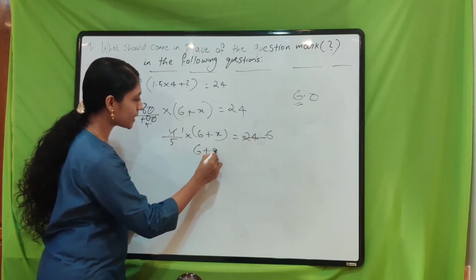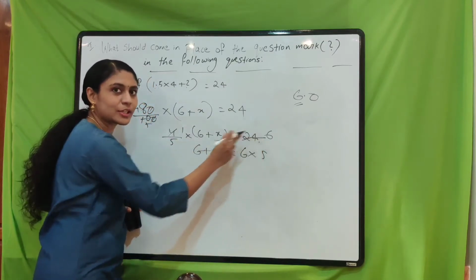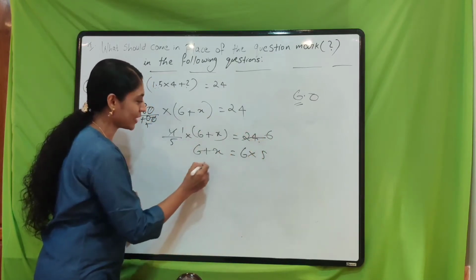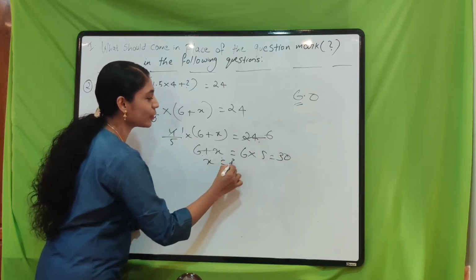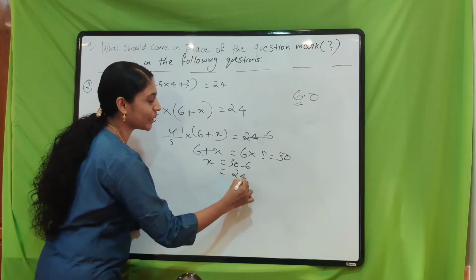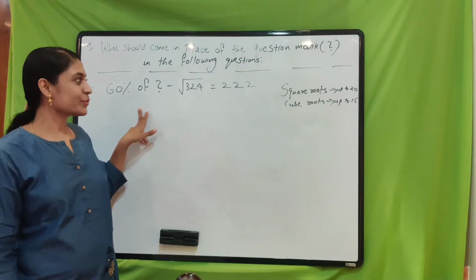So how will it become? 6 plus x is equal to 6 into 5. This 5, on cross multiplying, will go to the RHS, right? So 6 plus x is equal to 30. 6 into 5, it is 30. From here x is equal to 30 minus 6, which is nothing but 24. So the answer is 24. So this is the next question, friends.